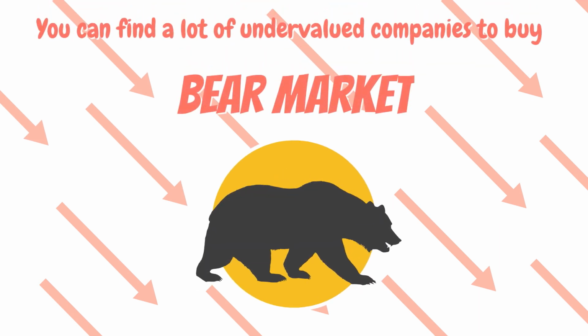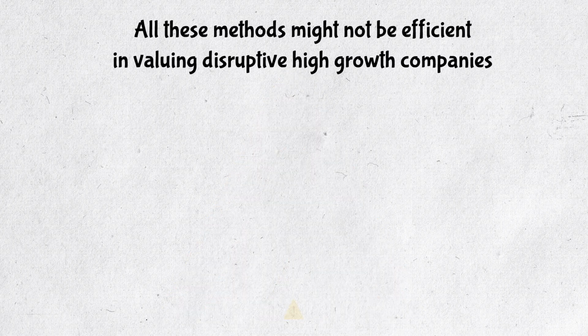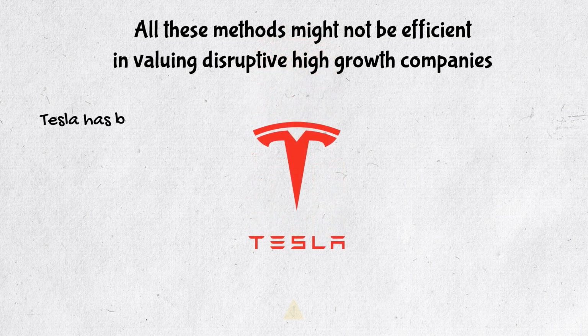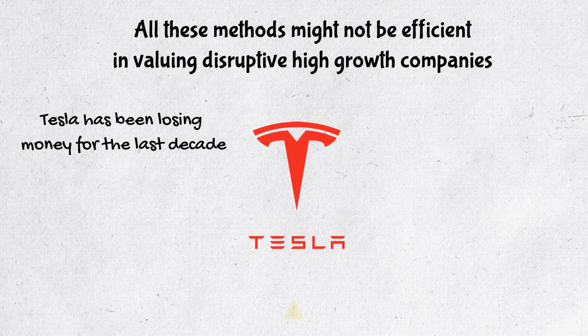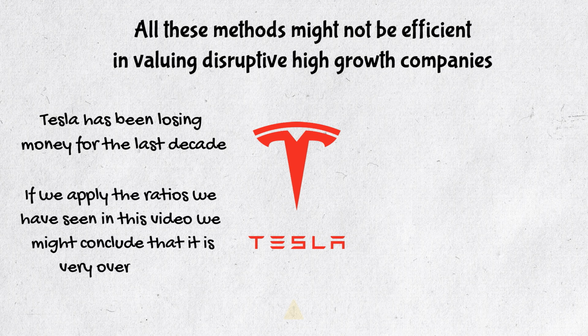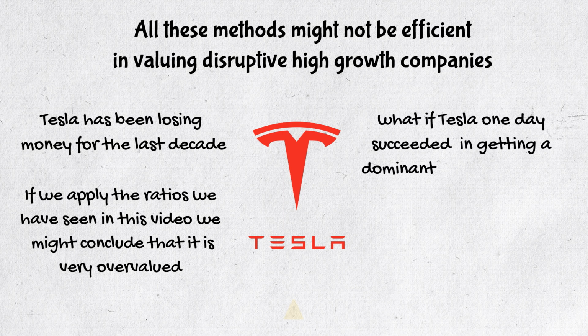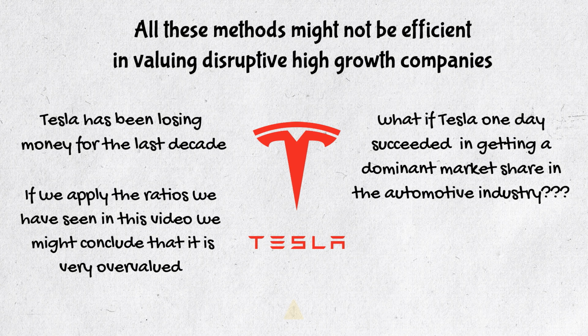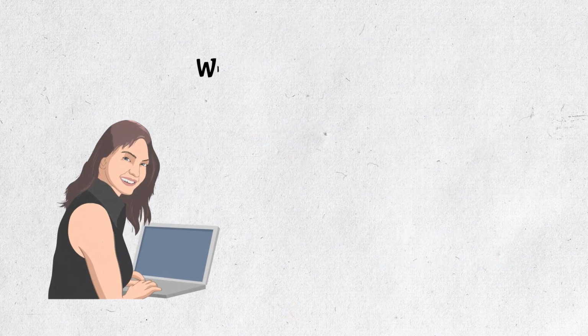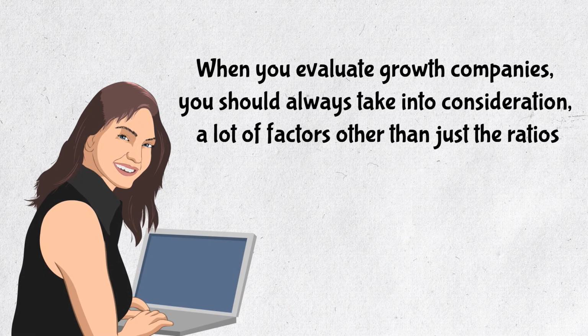You should also note that all of these methods might not be efficient in valuing disruptive, high-growth companies like Tesla, for example. Tesla has actually been losing money for the last decade. So if we apply the ratios we have seen in this video, we might conclude that it's very overvalued. But what if Tesla one day succeeded in getting a dominant market share in the automotive industry? Then its share price could potentially surpass $2,000. So when you evaluate growth companies, you should always take into consideration a lot of factors other than just the ratios.